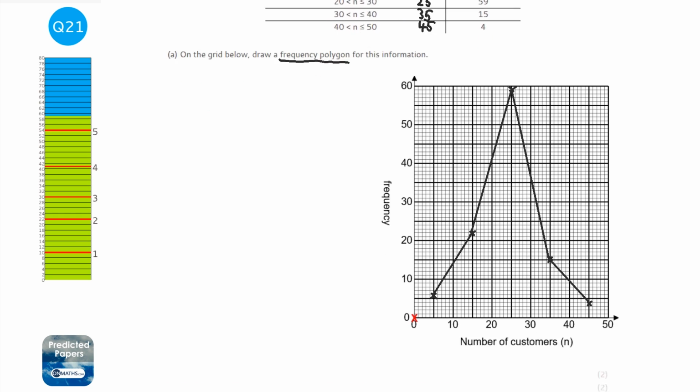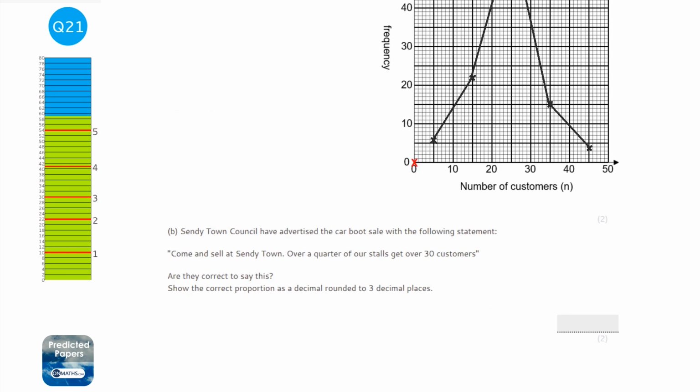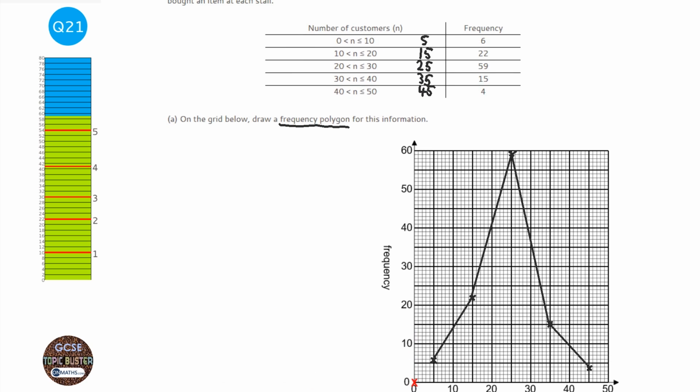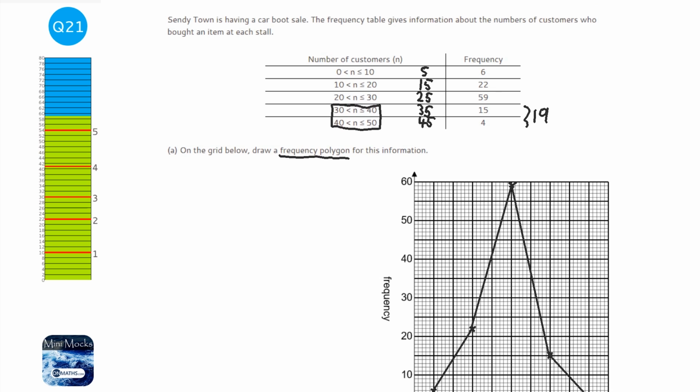Alright, so it says that the town council is saying that over a quarter of the stores get over 30 customers. So we're going to see whether that's right. So over 30 customers would be these two groups here, so 30 to 40 and 40 to 50. So that is 19 altogether. So that's 19 out of, and let's add all the rest up, so 6 plus 22 plus 59 plus 15 plus 4, out of 106. It didn't say it in the question.